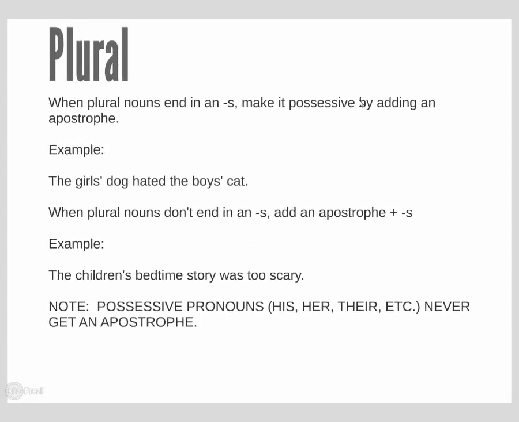When you have a plural noun that ends in an S, all you have to do is add an apostrophe to make it possessive. The girls' dog hated the boys' cat. So we have many girls who own a dog, and many boys who own a cat. When the plural nouns don't end in an S, you just add an apostrophe S. So if you have children, which is plural, apostrophe S makes those many children possessive. Big note: possessive pronouns, his, her, their, etc., never get an apostrophe. That's strangely enough a common mistake, so don't do that. Boom.